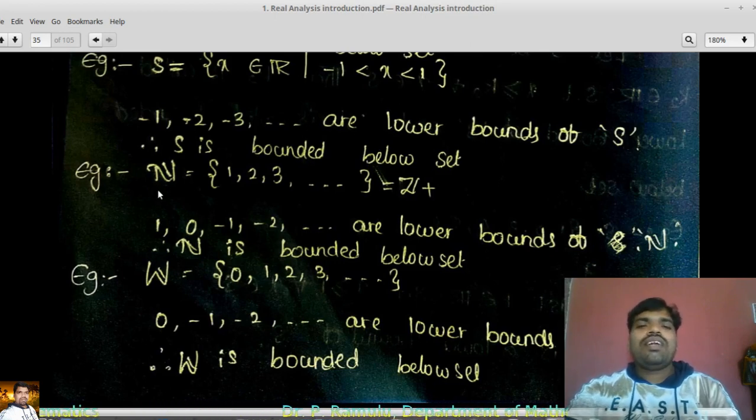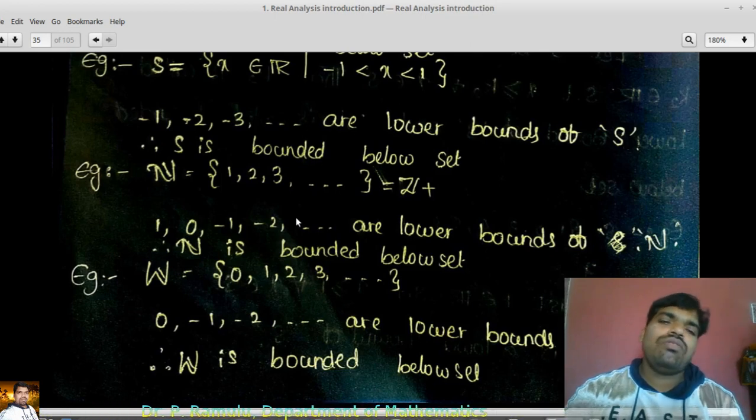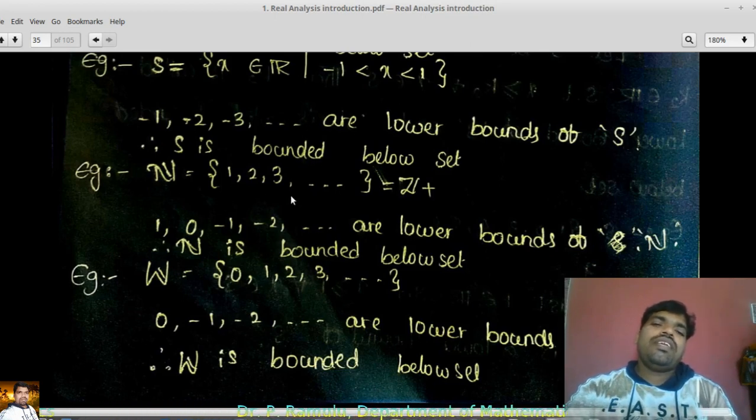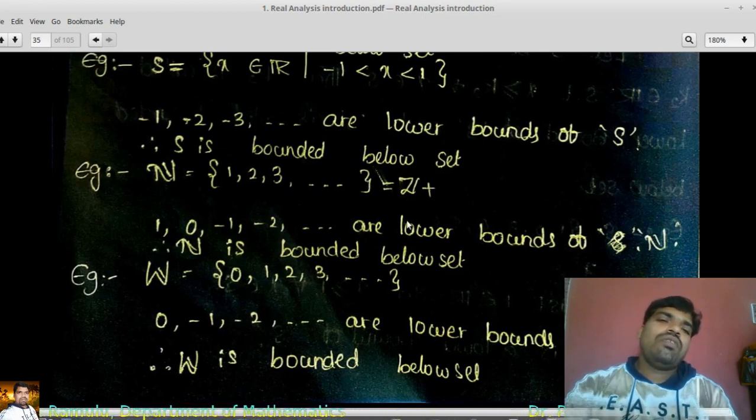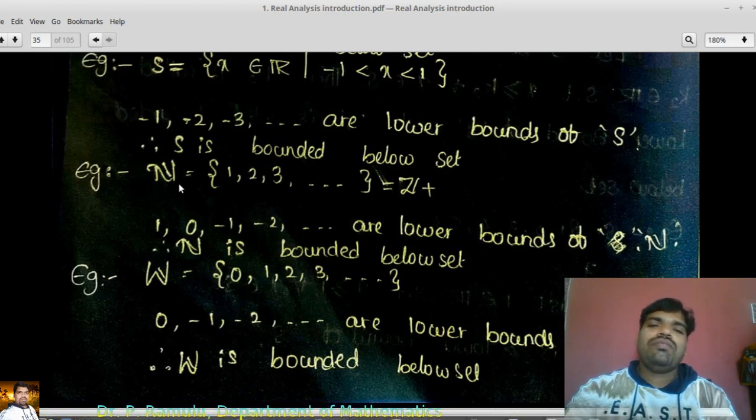Another example: I am taking 1, 2, 3, 4, that means N. It may be written as Z plus, the set of all positive integers. Why? Because I will use this notation in future. That's why I am writing Z plus, the set of all positive integers.